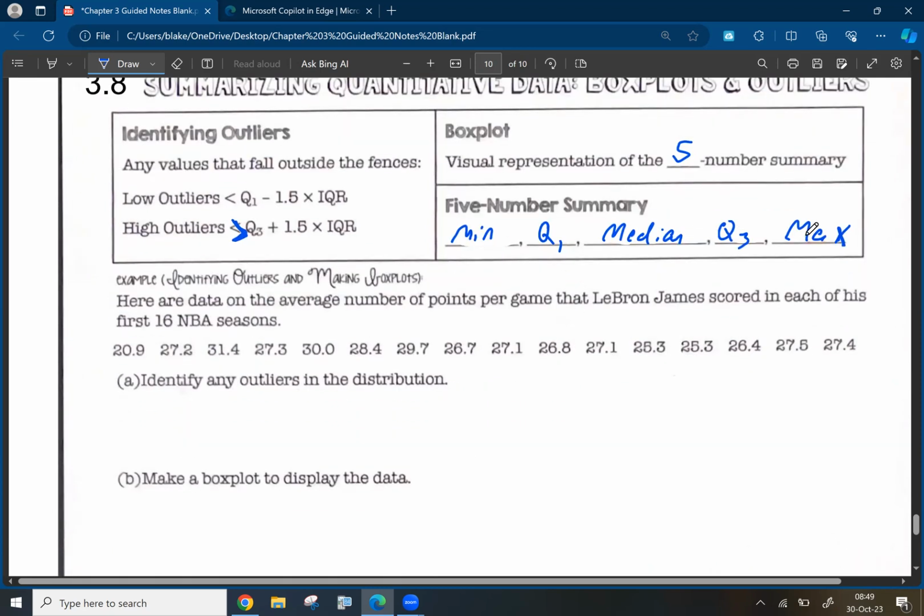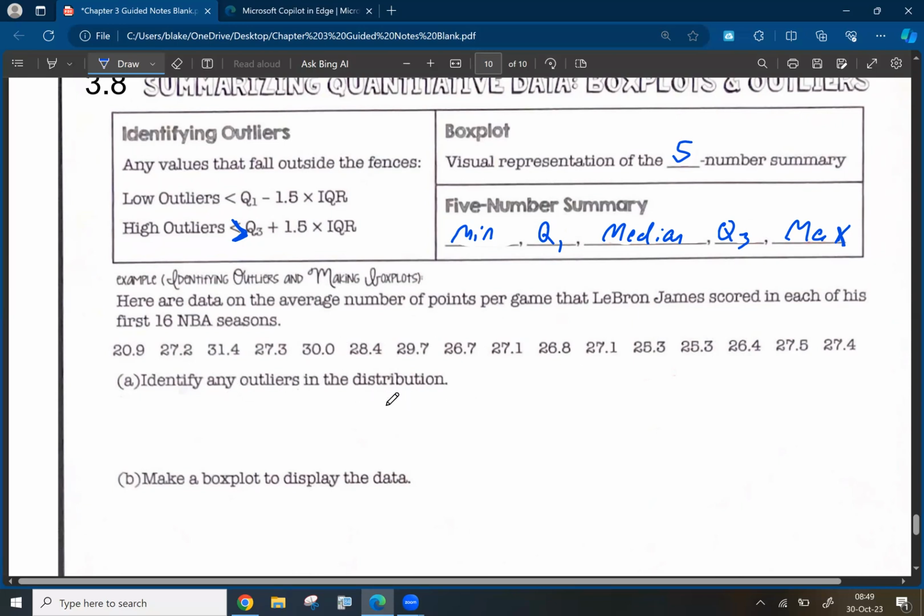We've sort of done this before slightly, but we didn't really call it this before. But we've found all these things in the last section in 3.7. But now we're going to work with that. We're going to make a box plot of it. We're going to identify outliers from it. So we have some data here. We have the first 16 NBA seasons of LeBron James' career, and we have his average points per game scored for each season.